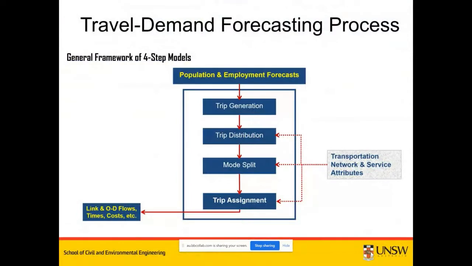In the last part of today's lecture, we will cover two iterative methodologies to solve user equilibrium problem, namely method of successive averages, or MSA, and the other method we will cover today is the Frank-Wolfe algorithm. Hopefully we'll have time to cover that. Okay, so let's get started.